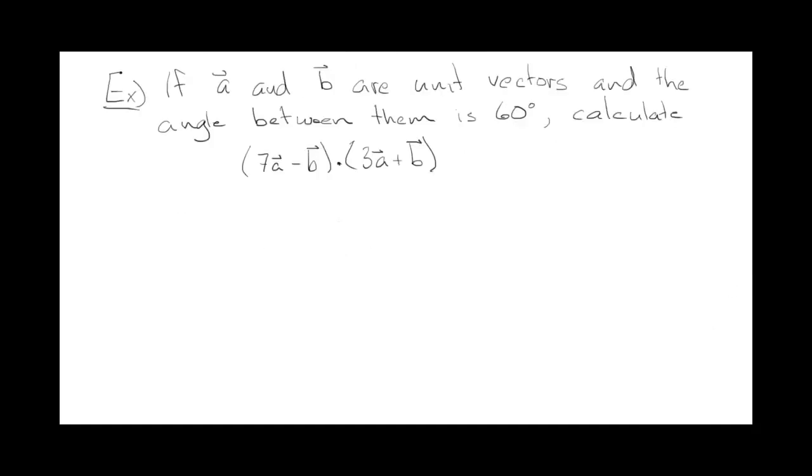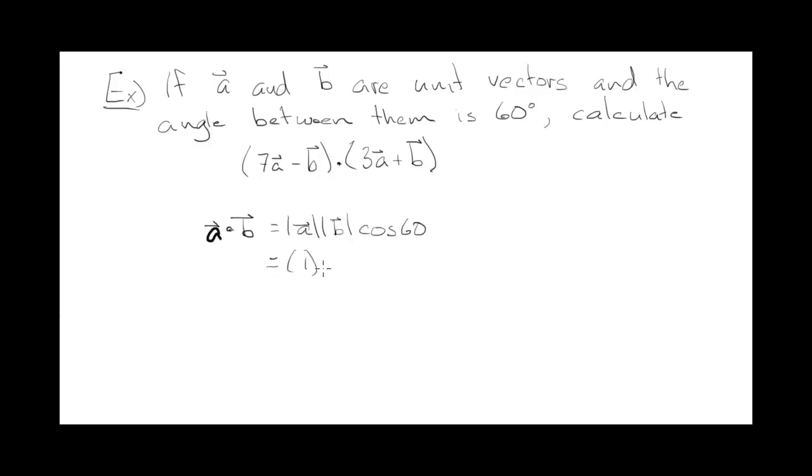Okay, second example. We've got two vectors, A and B, which are unit vectors, so it's just like the other example. But this time we know the angle between them is 60 degrees, and we want to calculate this quantity. You are definitely going to have to expand this in the way we did with the previous question, but before we do that, I'm going to figure out what A dot B is. So I know that A dot B is equal to the magnitude of A times the magnitude of B times the cosine of theta, which in this case is 60.